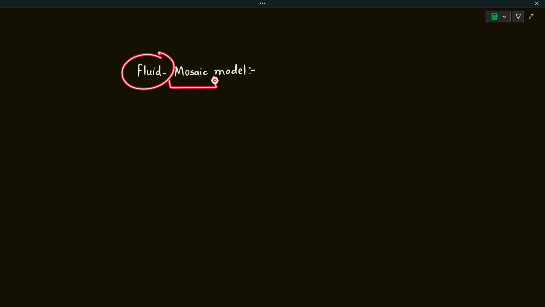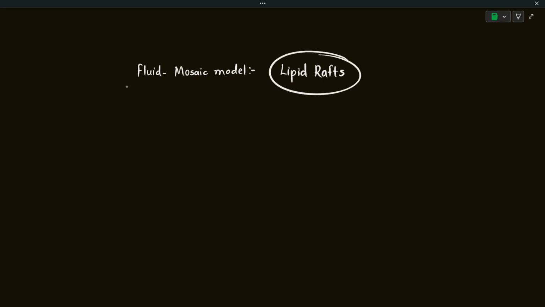But we haven't discussed why this model is also known as the fluid mosaic model. For that, we have to go back in history and learn how different researchers, when they were studying the plasma membrane, came to know the mosaic nature of the plasma membrane. So today we are going to learn about lipid rafts, and why the membrane is termed the fluid mosaic model. So why is this model accepted?